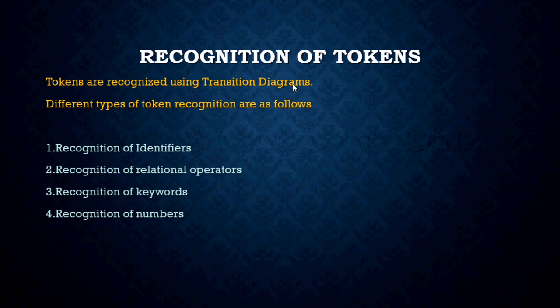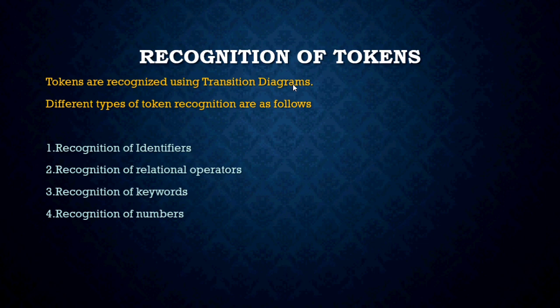Now the tokens are actually recognized using a set of transition diagrams. In other words, they are called state diagrams. There are different types of token recognition, spanning from recognition of identifiers, relational operators, keywords, and numbers. We will have a detailed demonstration of the recognition of all these different sets of tokens here.